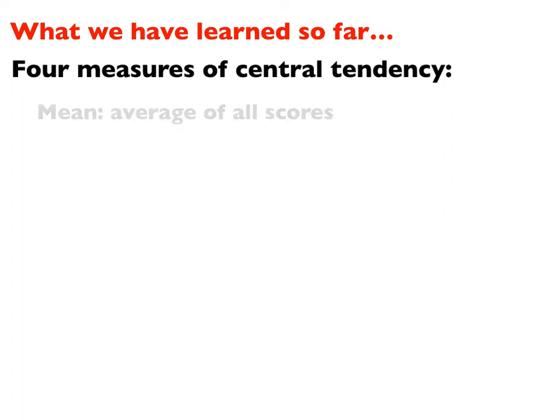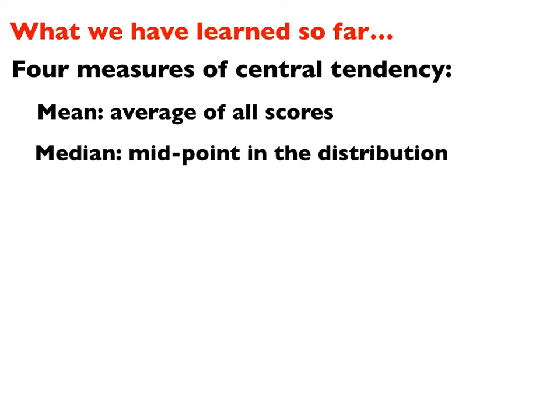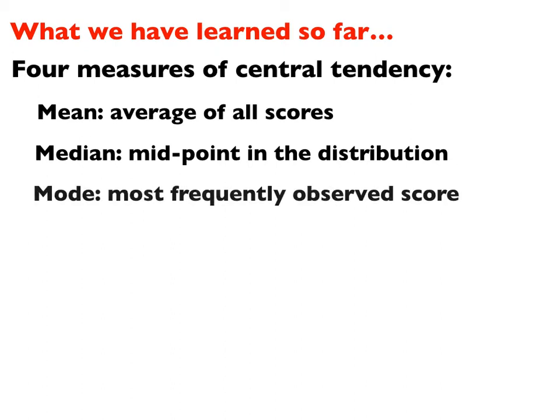We've learned about the mean, which is the average of all scores; the median, which is the midpoint of the distribution where 50% of all scores fall above and 50% of all scores fall below. We also learned that the mode is the most frequently observed score in a distribution. With regard to the mode, we may have distributions that are unimodal, bimodal and even trimodal. There may be some instances in which there is no mode at all.